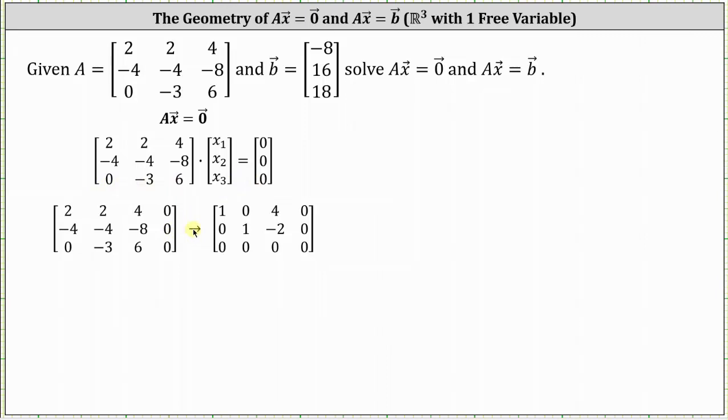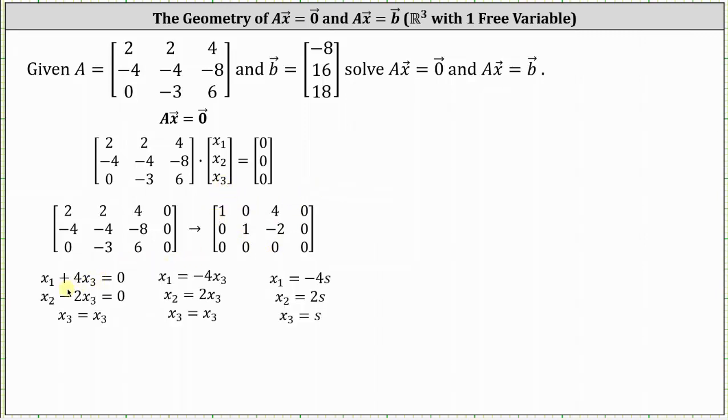Then we write the augmented matrix in reduced row echelon form, which I've already done here to save time. Notice we have a pivot in row 1, column 1, and row 2, column 2, indicating x sub 1 and x sub 2 are basic variables. We have no pivot in column 3, so x sub 3 is a free variable. The first row indicates that x sub 1 plus 4x sub 3 equals 0. The second row indicates x sub 2 minus 2x sub 3 equals 0. And because x sub 3 is a free variable, we have x sub 3 equals x sub 3.